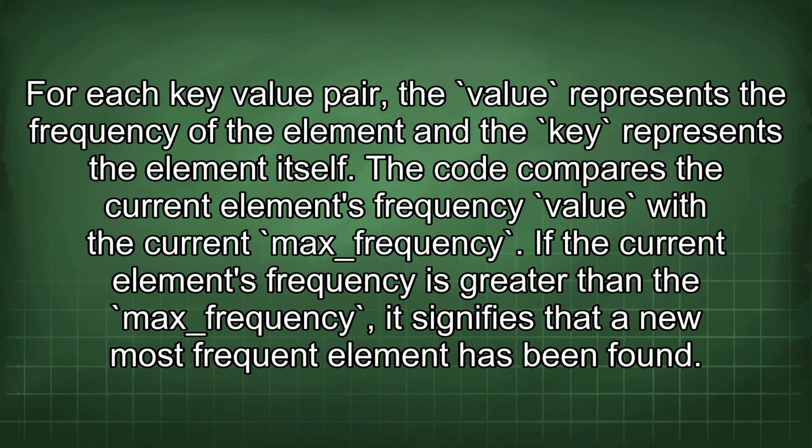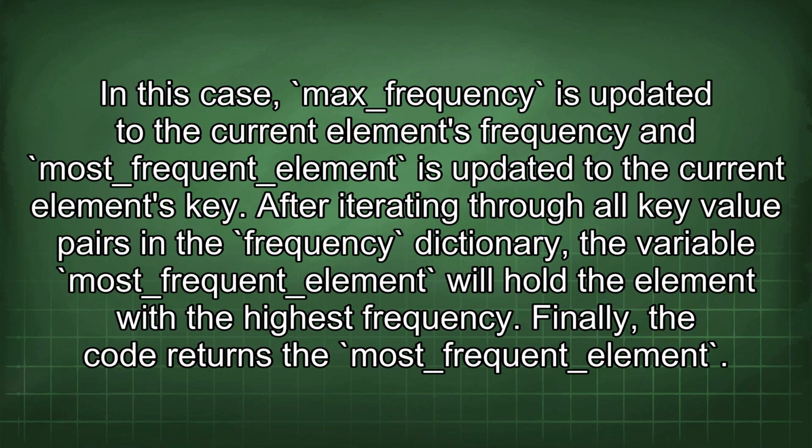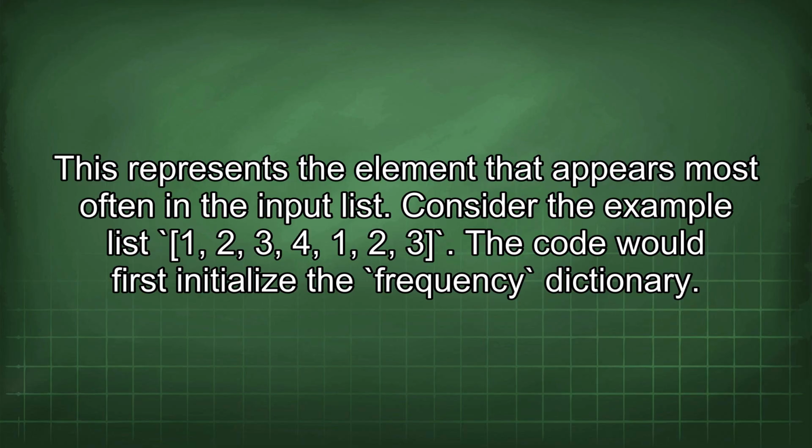The code compares the current element's frequency value with the current max frequency. If the current element's frequency is greater than the max frequency, it signifies that a new most frequent element has been found. In this case, max frequency is updated to the current element's frequency and most frequent element is updated to the current element's key. After iterating through all key-value pairs in the frequency dictionary, the variable most frequent element will hold the element with the highest frequency. Finally, the code returns the most frequent element. This represents the element that appears most often in the input list.